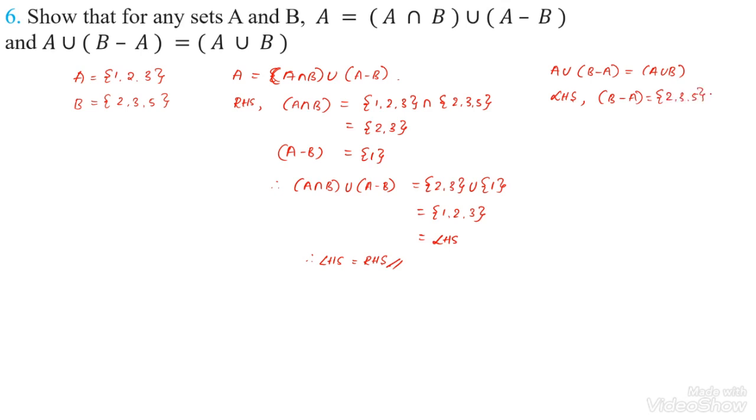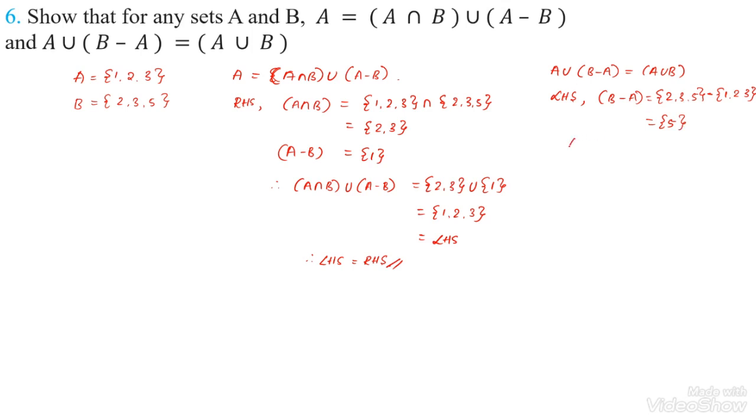And A minus B contains 1, 2, 3. Okay, what are the common elements? 2, 3. The element which is present in B is only 5 after neglecting common elements.